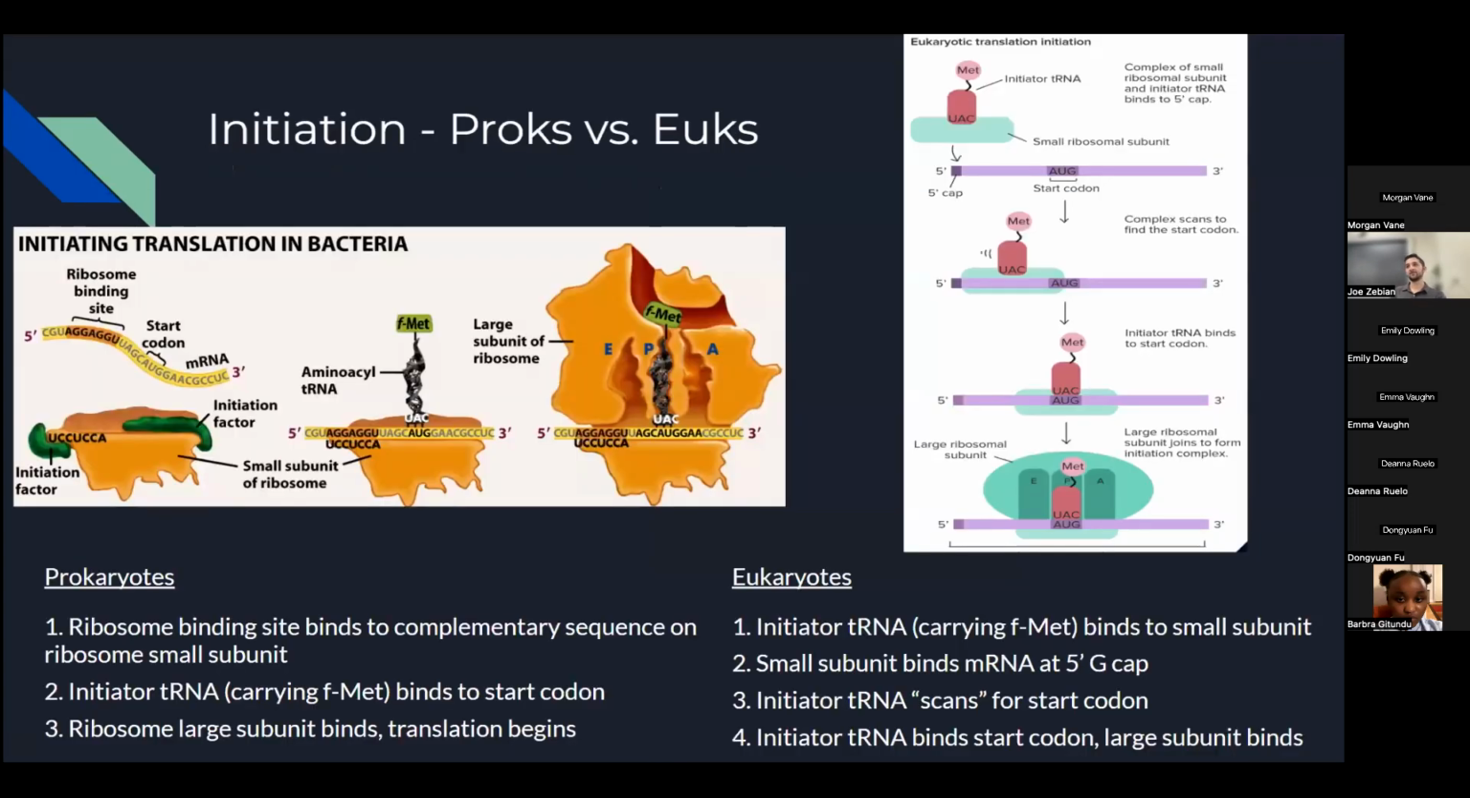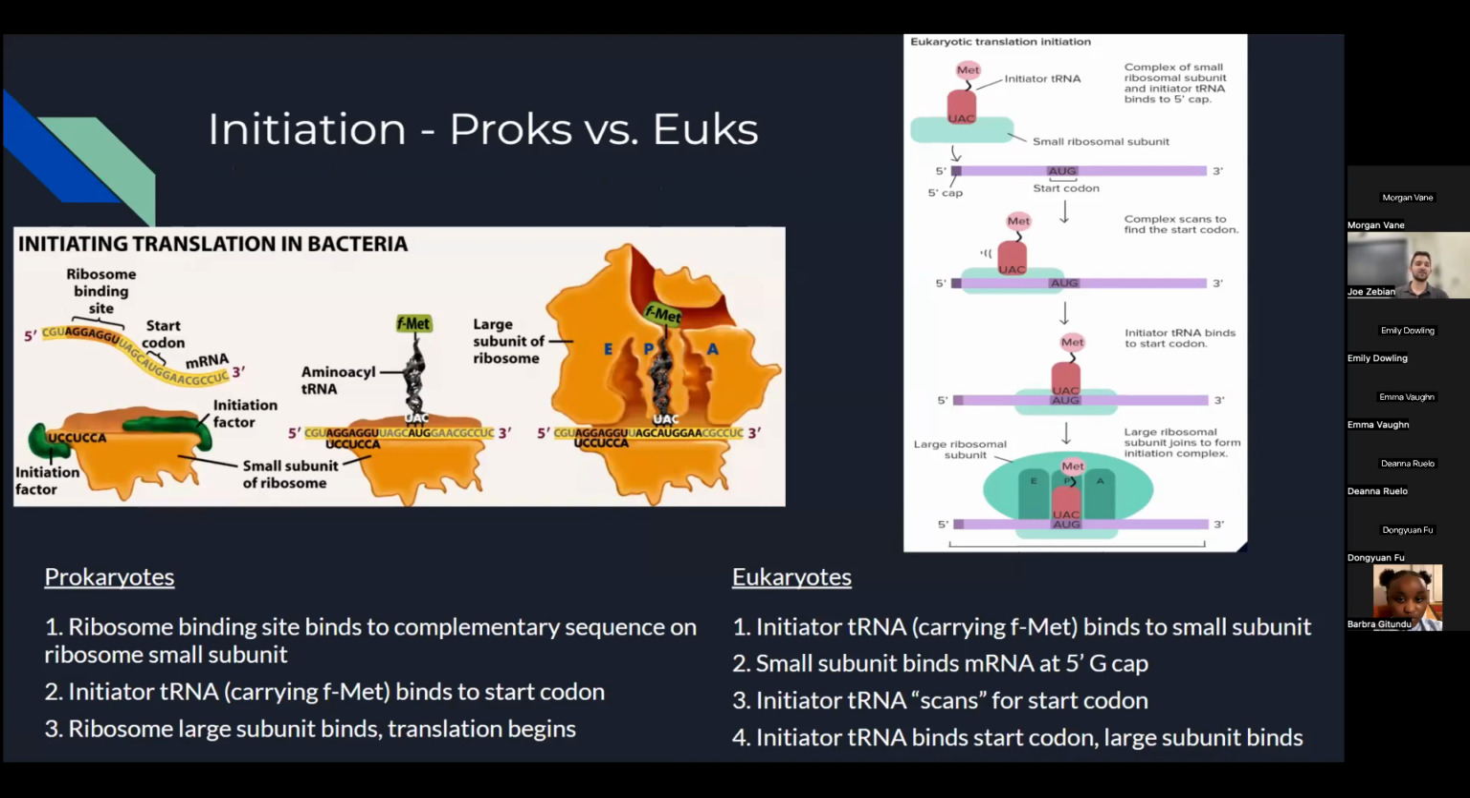Okay, so breaking down the process of translation, it can be broken down into initiation, elongation, and termination. Initiation is different for prokaryotes and eukaryotes. In prokaryotes, the small subunit of the ribosome binds to the ribosome binding site on the mRNA.